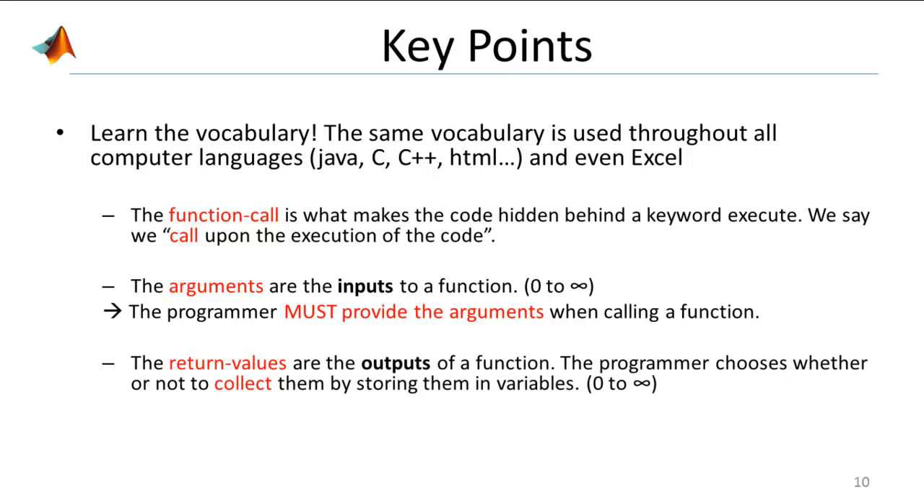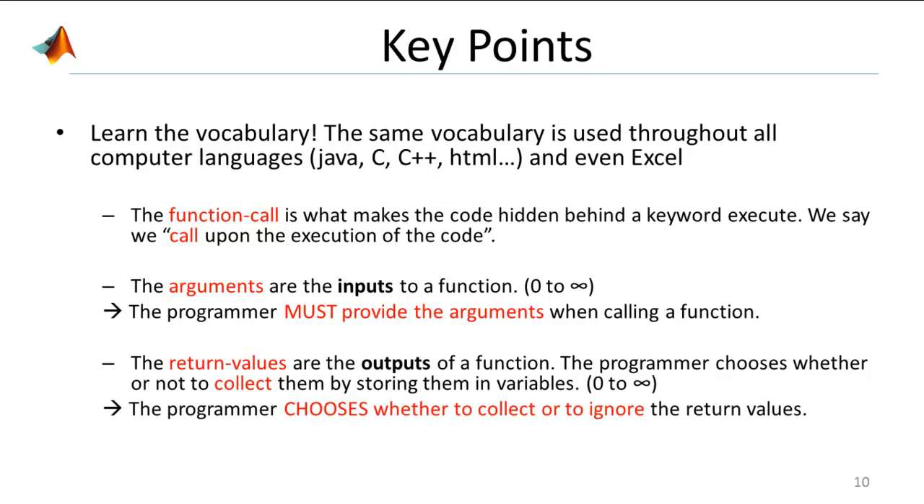The return values are the output of a function. The programmer chooses whether or not to collect them by storing in a variable. There can be 0 return values again. CLC and clear do not return a value. But they could be infinite. So far we've only collected 1 return value. In the future we'll learn how to collect multiple return values. The programmer chooses whether or not to collect them. That's a choice that you make. But that concludes the introduction of the 3 vocabulary words for functions.